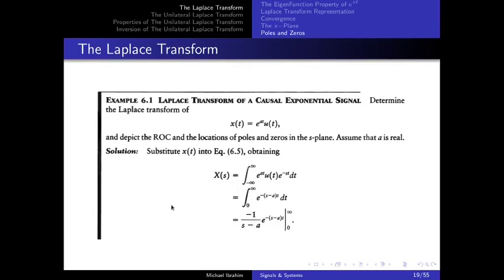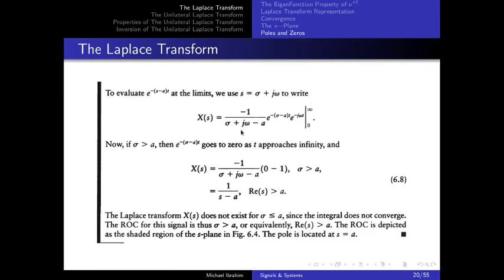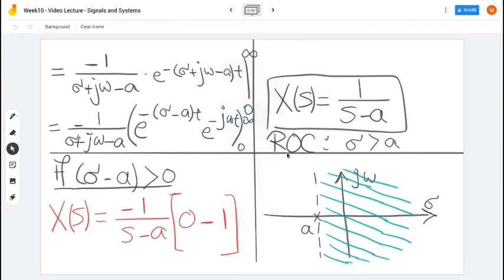So moving back over here, as you can see, this is the value of the integration, and we moved on by replacing s by sigma plus j omega, and we concluded that if sigma is larger than a, then this term will go to 0 as t approaches infinity, and X of s will take the form 1 over s minus a whenever sigma is larger than a. Of course, sigma is the real part of s, so we can write as well that the ROC is that the real part of s is larger than a, or sigma is larger than a. So we were asked to find the ROC and the poles.